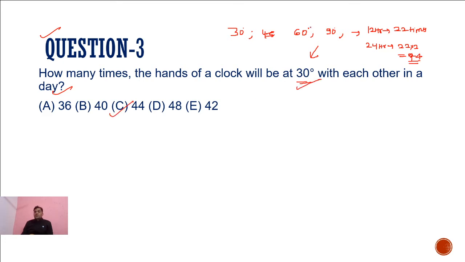Whether the question is for 60 degree, the answer will still be 44. If the question is for 90 degree, the answer will still be 44. Right? Why is it true? Let's have a look at it.